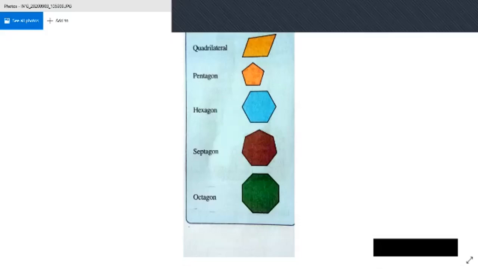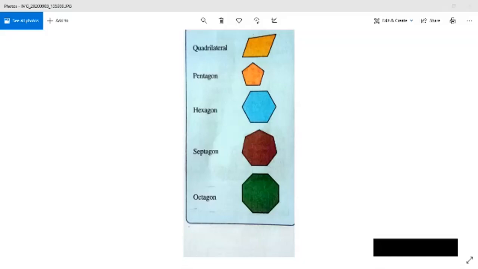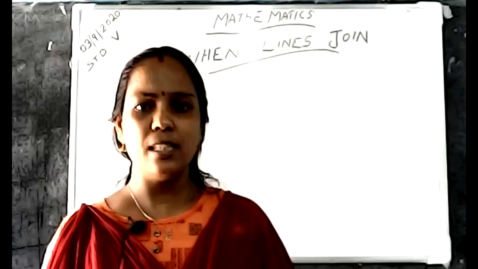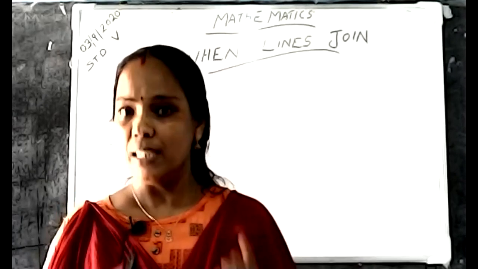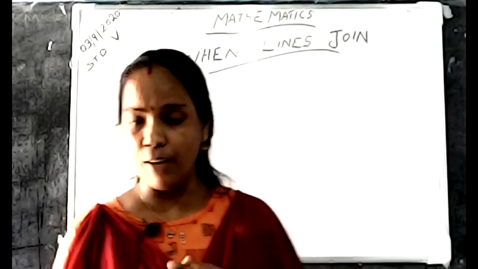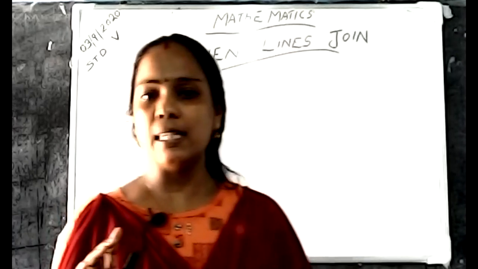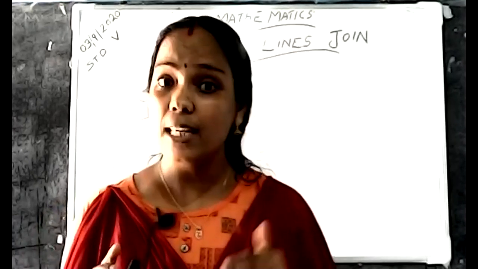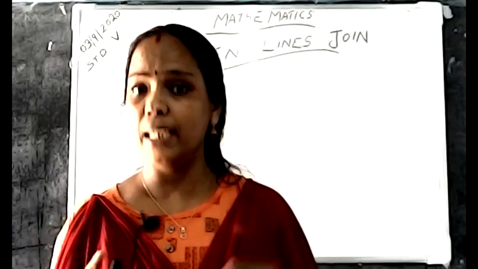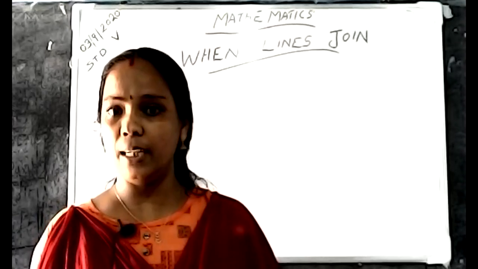Five-sided shape is a pentagon. Six-sided, hexagon. Seven, septagon. Eight, octagon. What is the name of a three-sided shape? Triangle. You already studied the triangle. Three sides, triangle. Four sides, quadrilateral. Five sides, pentagon. Six sides, hexagon. Seven, septagon. Eight, octagon. Another name: a figure with more than that many sides is called a polygon.